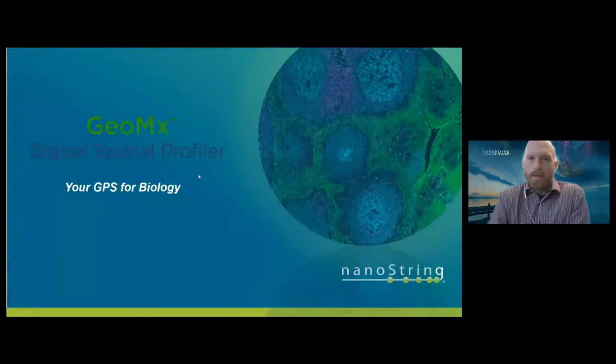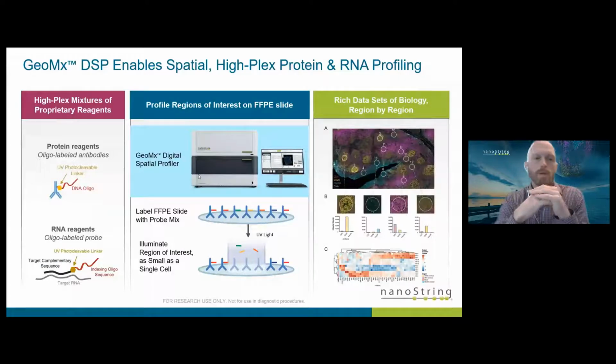To give you a sense of how it works, we provide the high-plex reagents, either protein reagents that have been labeled with a DNA barcode, a DNA oligo, or RNA reagents, ISH probes that have the barcode indexing oligo on it. These reagents are used to stain your tissue along with morphology reagents, which we'll get into in a second.